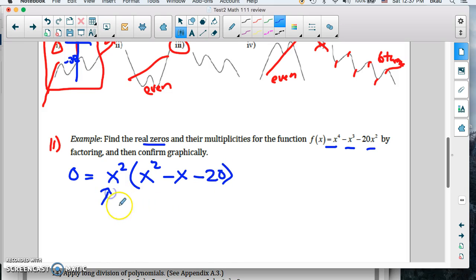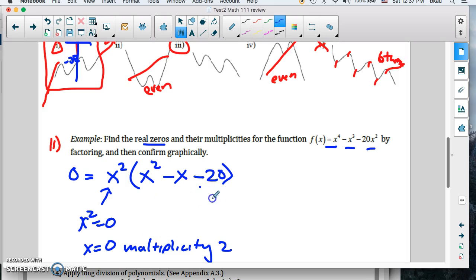So this has 2 zeros. Actually, it's the same 0 twice. So x squared equals 0. That means x has to be 0, and it has multiplicity 2 because there's 2 of them. There's squared. Okay, now this one we would need to set x squared minus x minus 20 equal to 0.